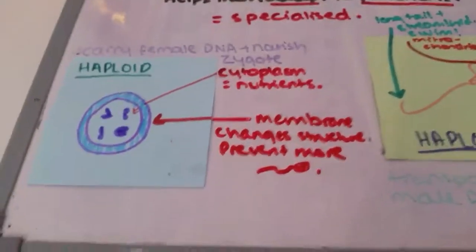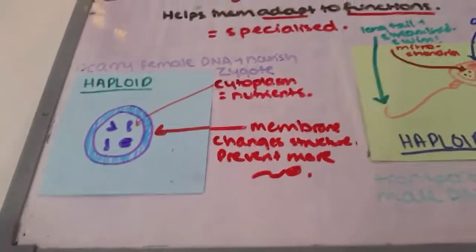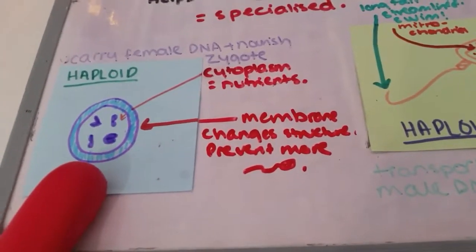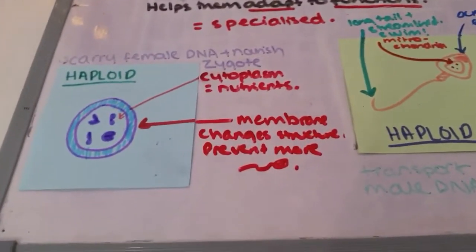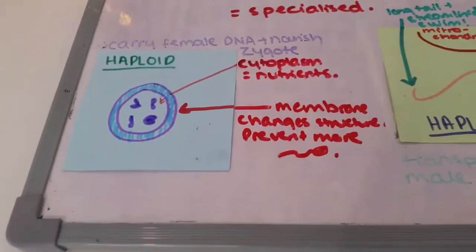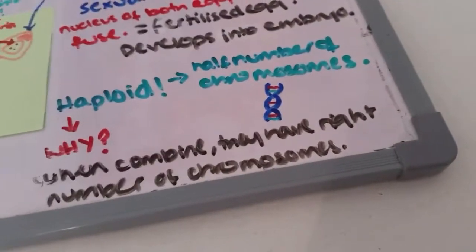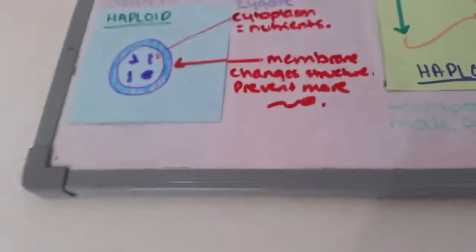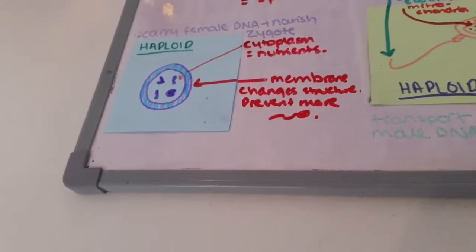Now, the membrane, what happens to the membrane? The membrane, it basically changes structure. So here's the membrane, the purple part that the arrow is pointing to. It changes structure, so it hardens, and this prevents any further sperm from getting in, which is obviously the same purpose as what I have written here. So when they combine, they have the right number of chromosomes.